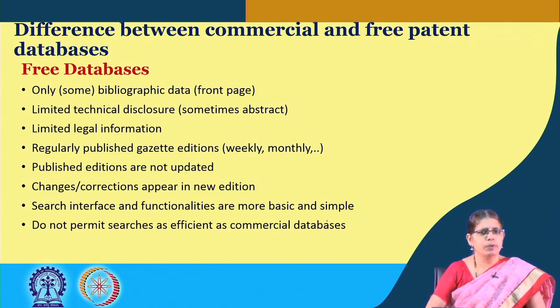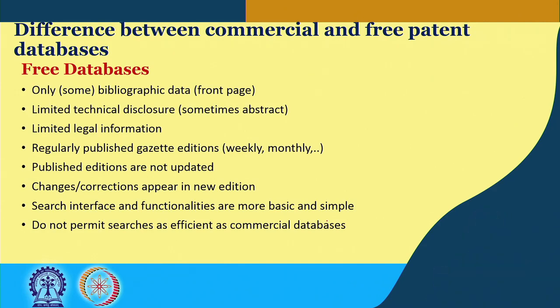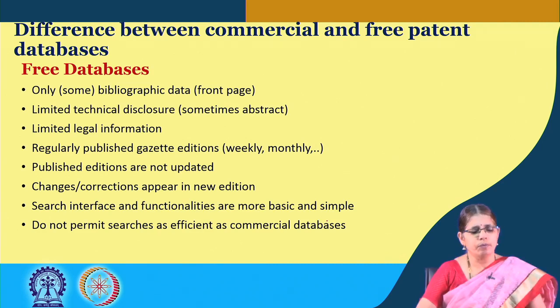There are several differences between commercial and free databases. Now, free databases provide only limited information in terms of the bibliographic data. The disclosure information in terms of the full text information is also limited. In some, only abstracts are provided. Gazette information is again limited in the public databases. Often changes or corrections can appear in the new editions. Typically, free databases are more simple and basic, and of course, do not permit searches like the commercial databases.